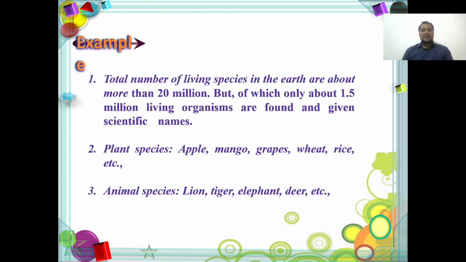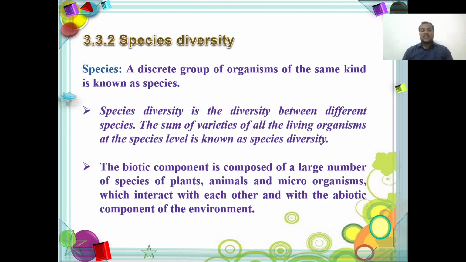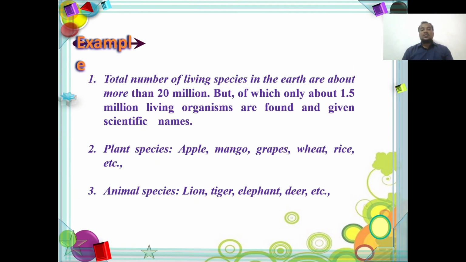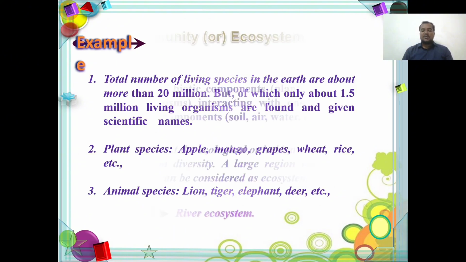Then examples of species biodiversity. The total number of living species on earth is more than 20 million. More than 1.5 million living organisms have been given scientific names. That is species biodiversity. Plant species like apple, mango, grapes and other fruit varieties. Animal species: lion, tiger, elephant, monkey. These are the animal species.